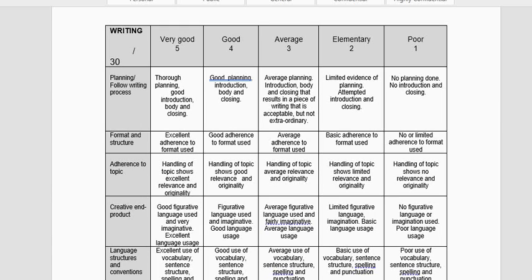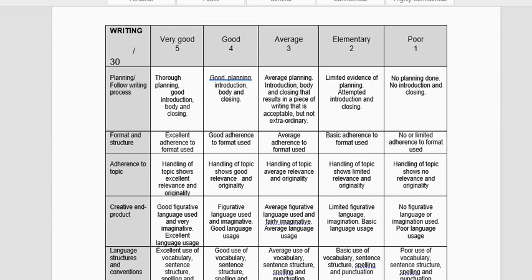Limited evidence of planning, attempted an introduction and a closing. What do we mean by that? Maybe the introduction is part of paragraph 1 and the closing is part of the last paragraph. They are not separate. It's not a very clear introduction and a clear and good introduction and closing. So then you would give a mark 2 for elementary. Average planning, there is a mind map. There is an introduction and a closing, but it's not extraordinary. It's not very good. Good planning, closing, an introduction. Thorough planning, good introduction, body, and closing.